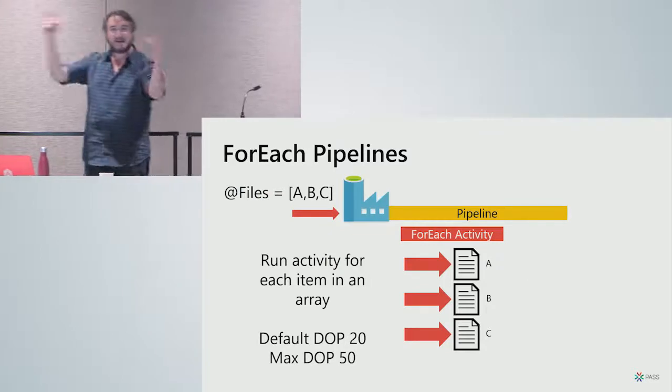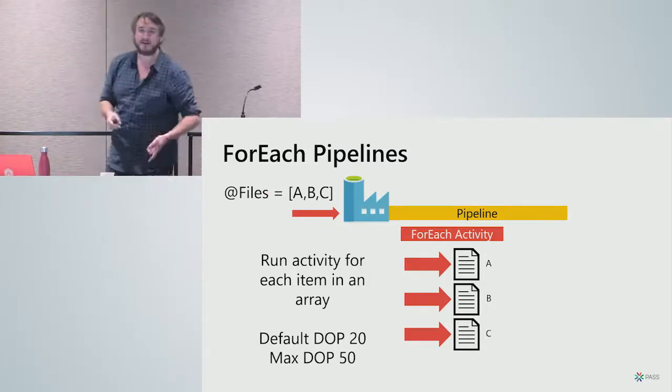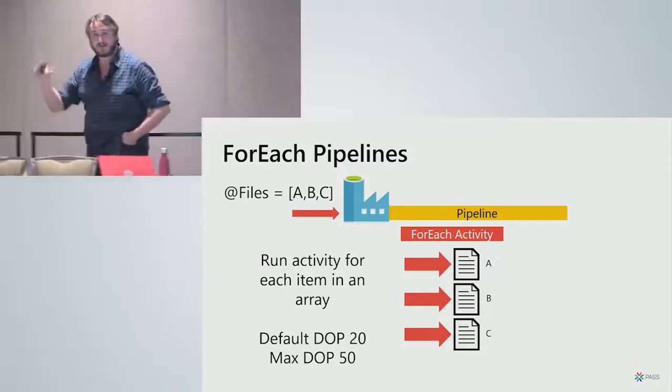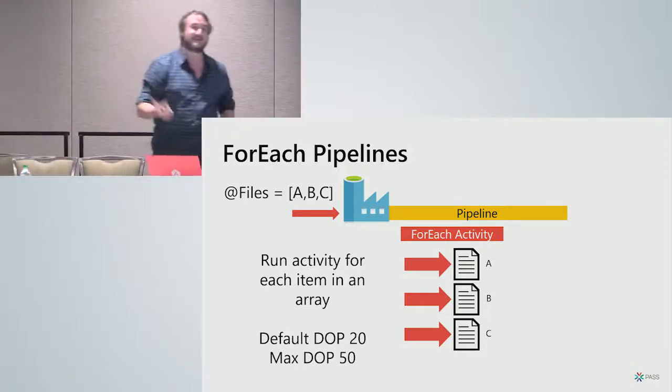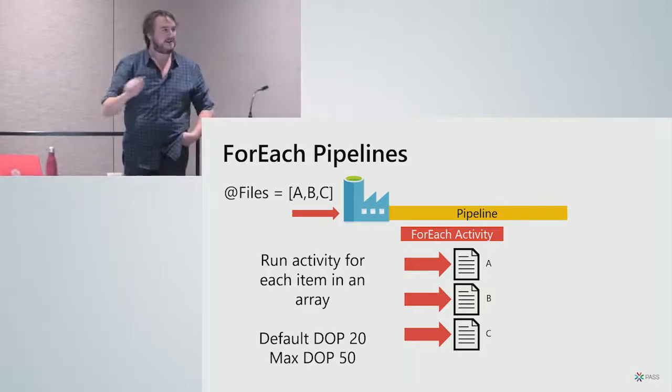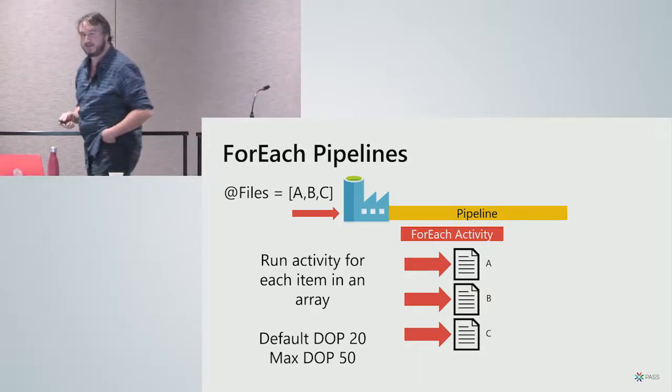I can do my for each loops. So I can say, here's an array of stuff, loop through it all. And I can choose to either do it sequentially or do chunks of them in parallel. By default, I can do up to 20 things in parallel. It'll scale up to 50. And that suddenly gives you a huge, huge amount of flexibility.